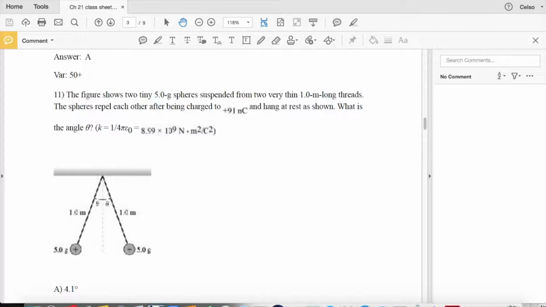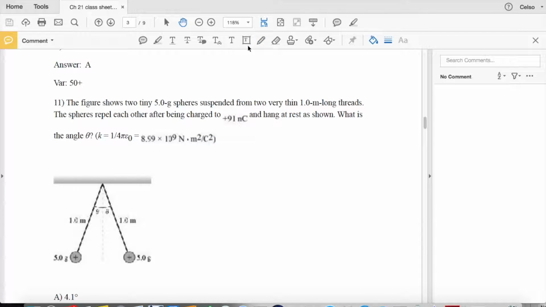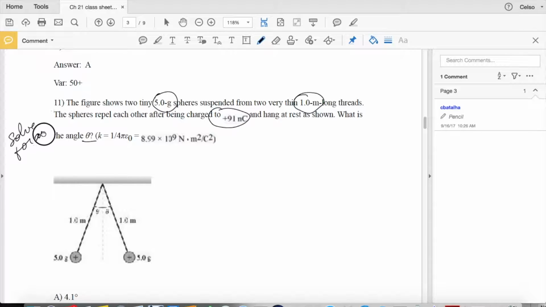Okay, I'm back. So we have a figure with two 5-gram spheres. The thread is 1 meter long, so we are talking about tension when you think about forces. And we have two equal charges, so we are talking about repulsive forces. And we have to solve for the angle.